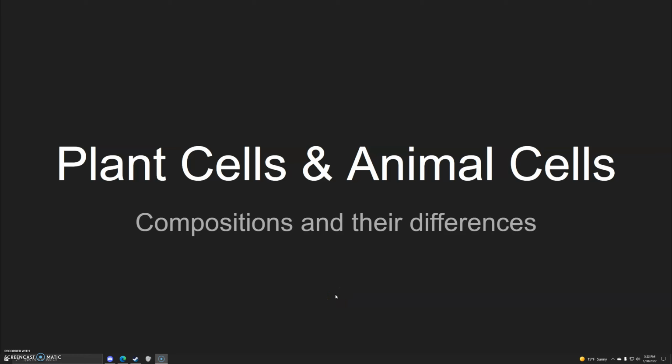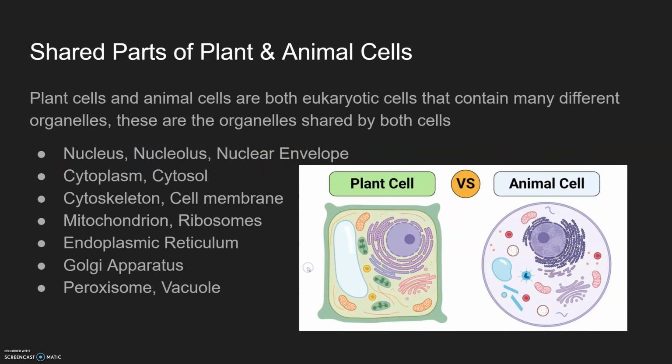Plant cells and animal cells, their compositions and their differences. Here are the shared parts of plant and animal cells. They're both eukaryotic cells, and they have many different organelles, as you can see in the diagram here.